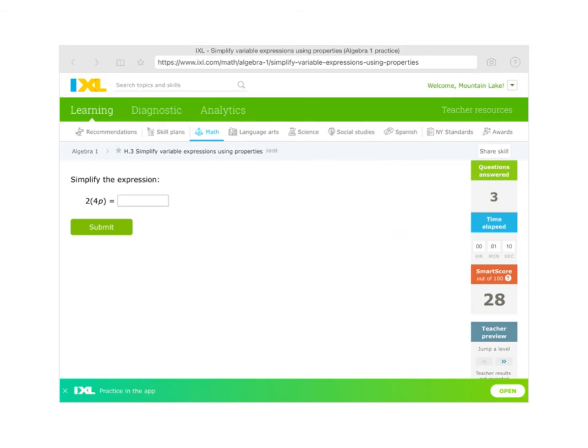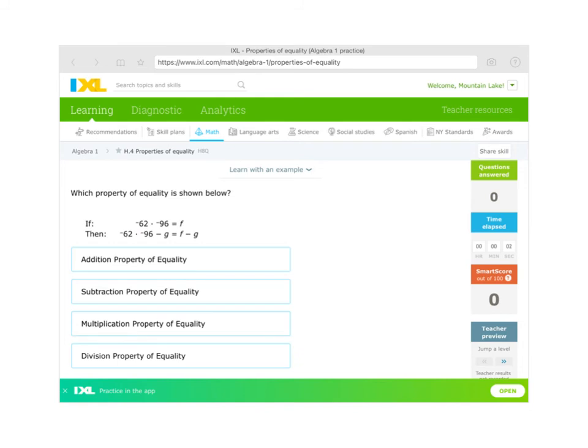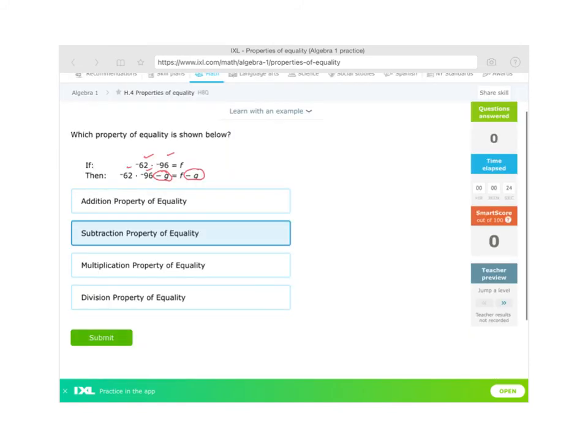You guys can try. Okay, here we have properties of equality. Which property of equality is shown below? So now we'll see some things that are the same, right? What's this new thing we are doing here? We're subtracting. So which property will you choose? Addition, subtraction, multiplication, division. So subtraction. And let's hit submit.